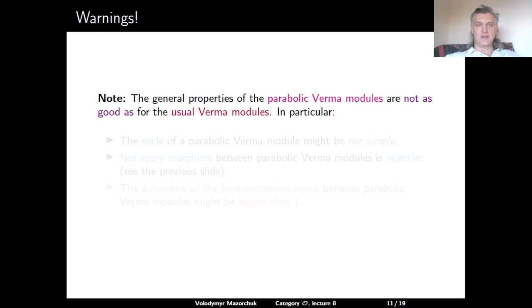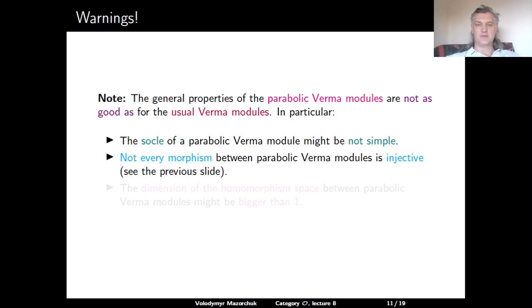Here are some warnings. So first of all, the general properties of parabolic Verma modules are not as nice as the general properties for the usual Verma modules. For example, we know that all Verma modules have simple socle. This is not true in general for parabolic Verma modules. There exist parabolic Verma modules which do not have simple socle.